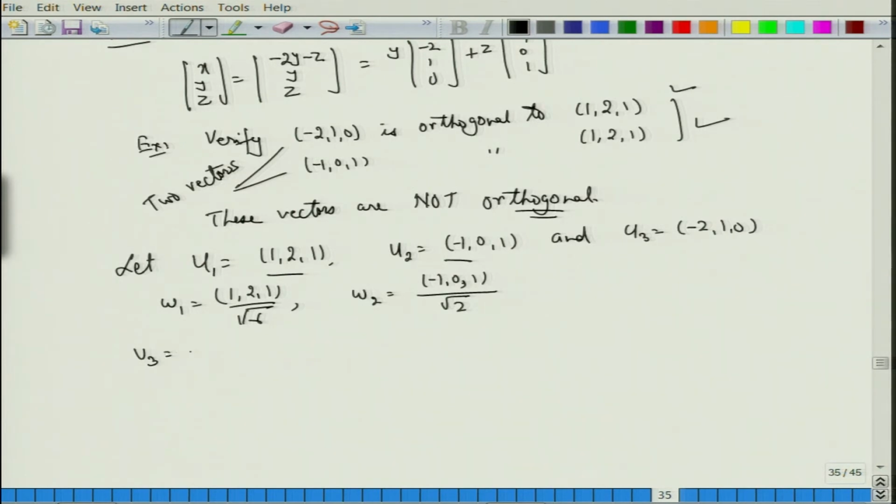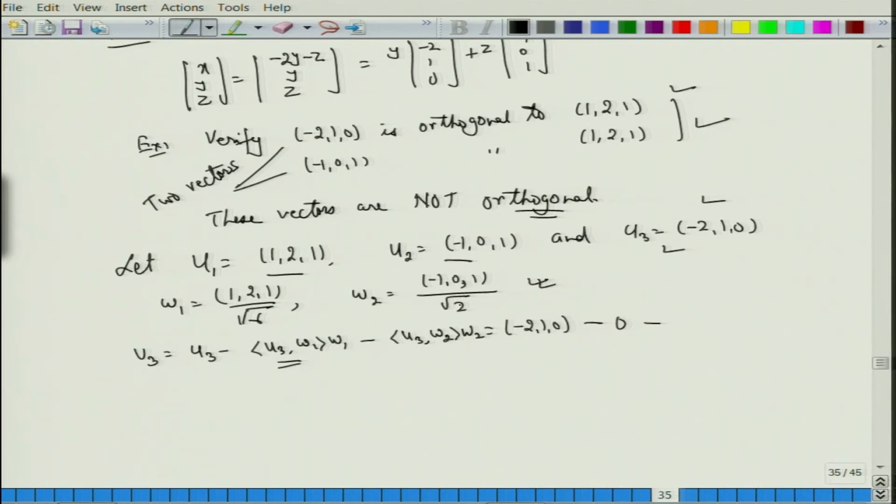So, V3 is u3 minus (u3 with w1) w1 minus (u3 with w2) w2, which is the same as (minus 2, 1, 0) minus u3 with w1, which is already 0 for us, there is no problem, that is the way we have constructed. So, that part is 0, minus u3 with w2, all right. This is the one that is creating the problem for us. So, let us look at this part.